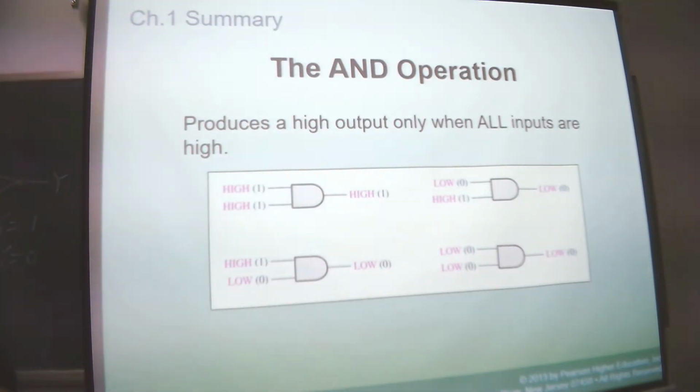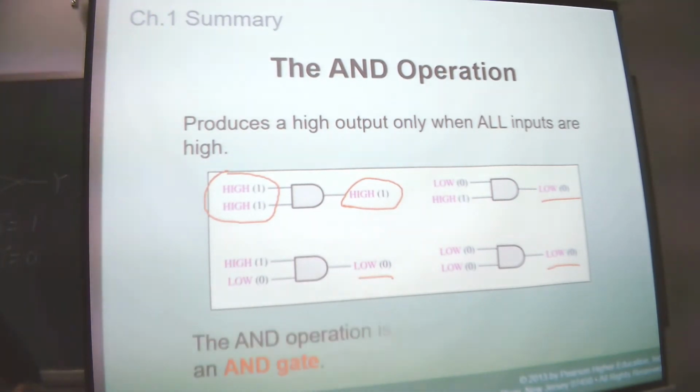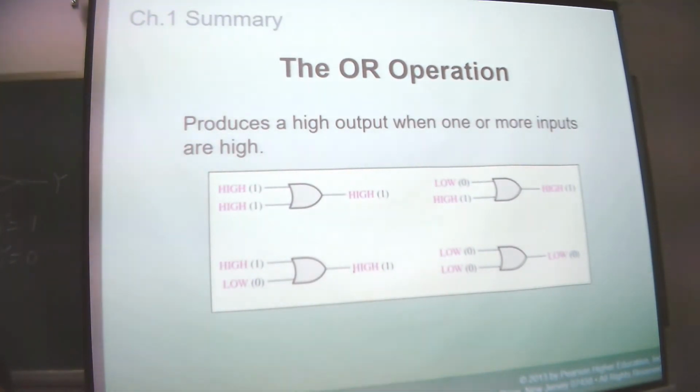The AND operation produces a high output only when all inputs are high. So if all inputs are high, then the output is high. Otherwise, it will be low. And the AND operation is performed by a circuit called an AND gate. And the OR operation produces a high output when one or more inputs are high.